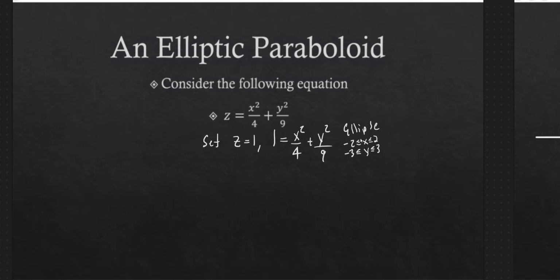Now, if you're questioning where I'm getting the 2 and -2, and the 3 and -3, make sure you look through chapter 12 or watch those introductory videos I made for this section, where I go over how to recognize the form of an ellipse from an equation that looks like this. So that's kind of cool. When z is equal to 1, we get an ellipse. Let's set z equal to 0 and see what we get.